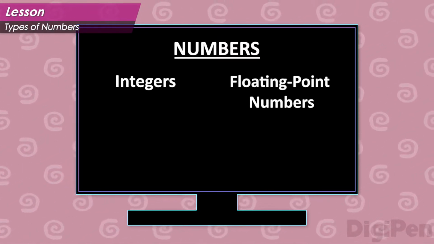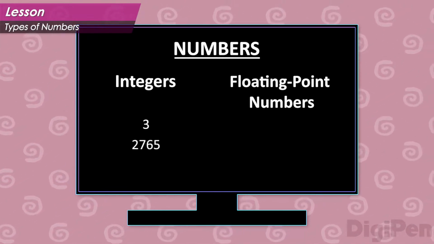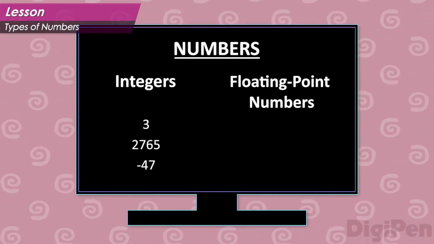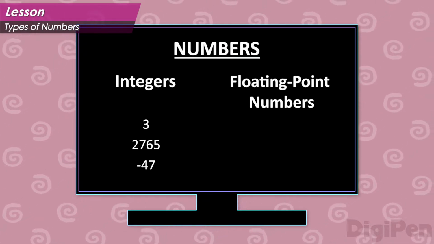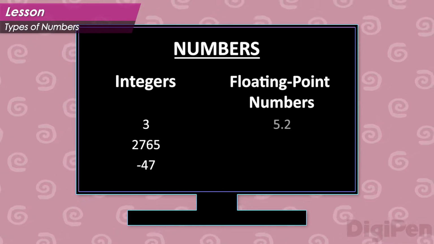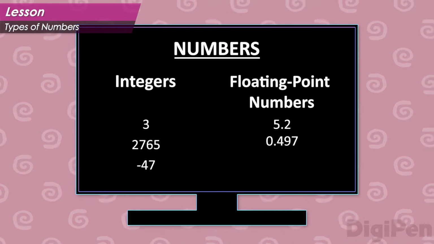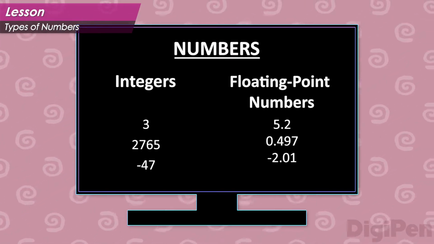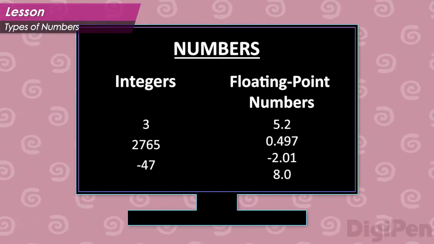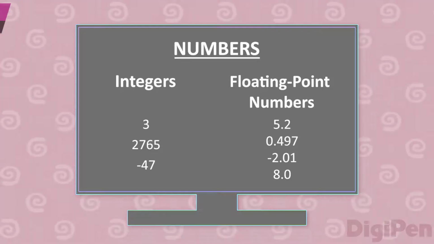Integers are numbers that do not use a decimal point, like 3, 2,765, and -47. Floating point numbers use a decimal point to represent a fractional part of the number, like 5.2, 0.497, and -2.01. A number like 8.0 is a floating point number, even though its fractional part is 0.